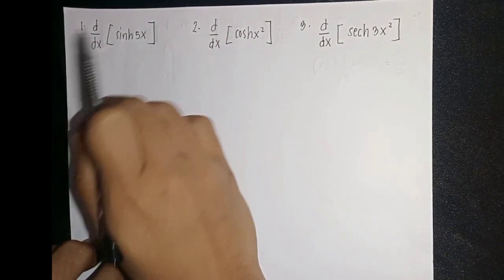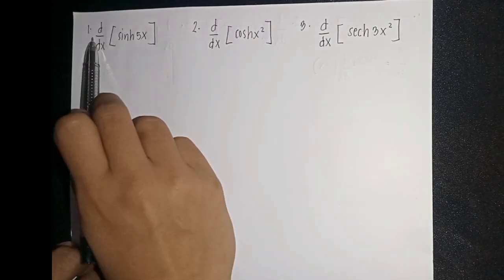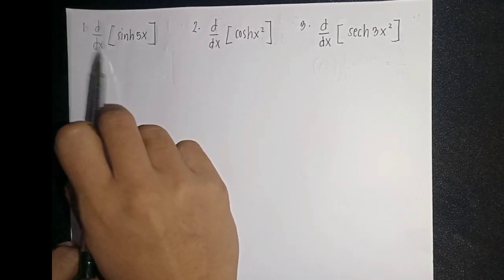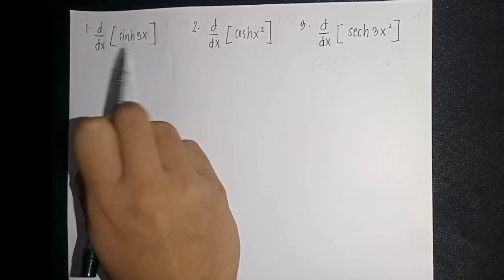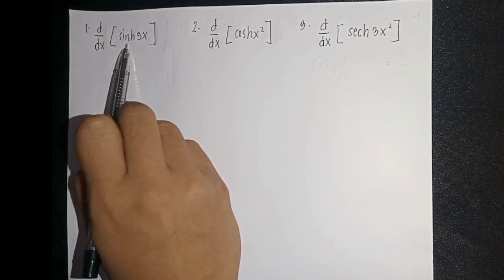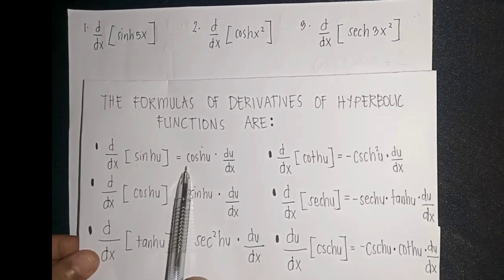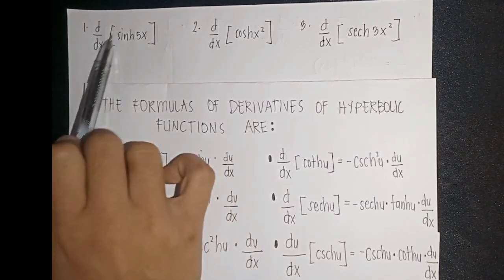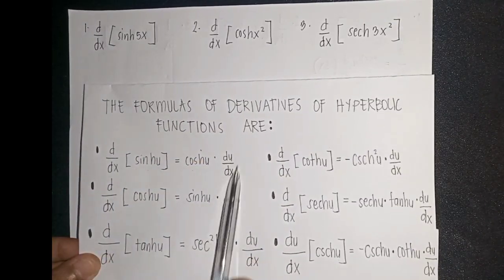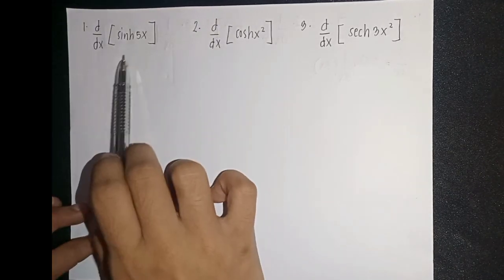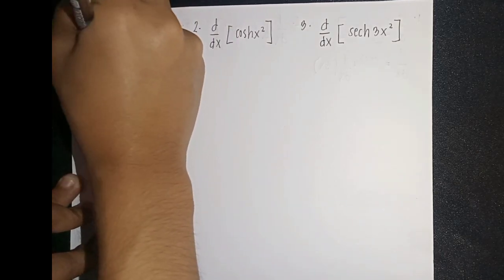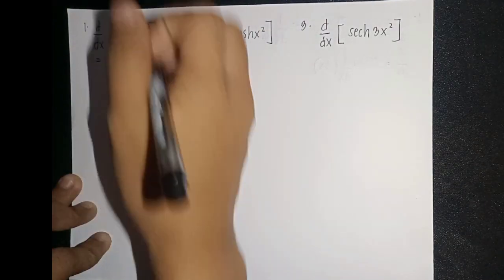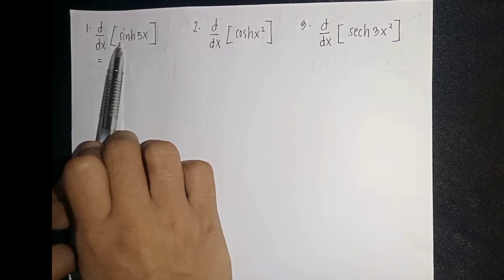Number 1. The derivative of hyperbolic sine 5x with respect to x. So now, we need to differentiate this. The formulas that we need to use are the formulas of derivatives of hyperbolic functions. So, for sine, the formula is hyperbolic cosine u times du over dx.